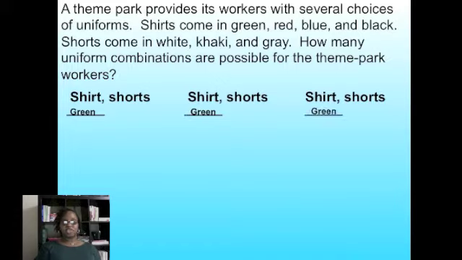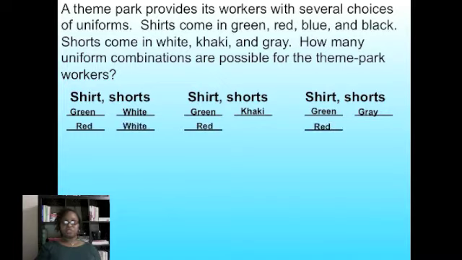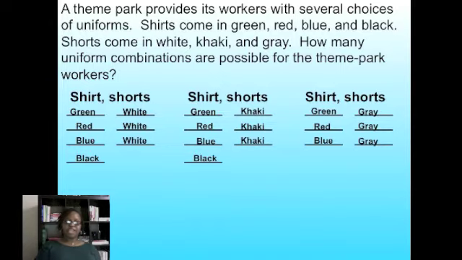Okay, so I can have a green shirt, and I can have that shirt with white, khaki, or gray shorts. I can have a red shirt with white, with khaki, or with gray shorts. I can have a blue shirt with white, with khaki, or with gray, and I can have a black shirt with white, khaki, or gray. So there is my list of all my possible outcomes.